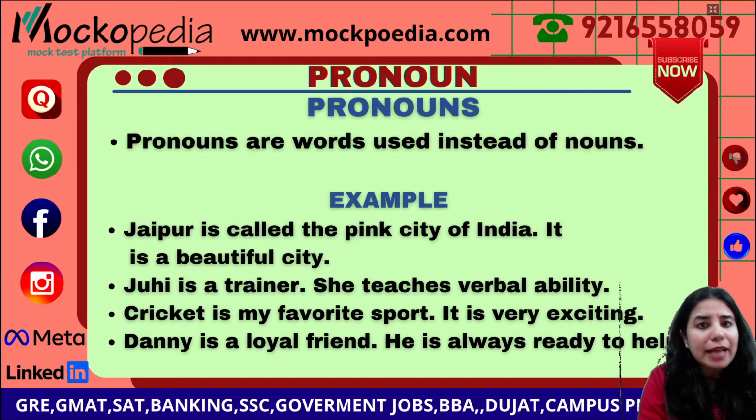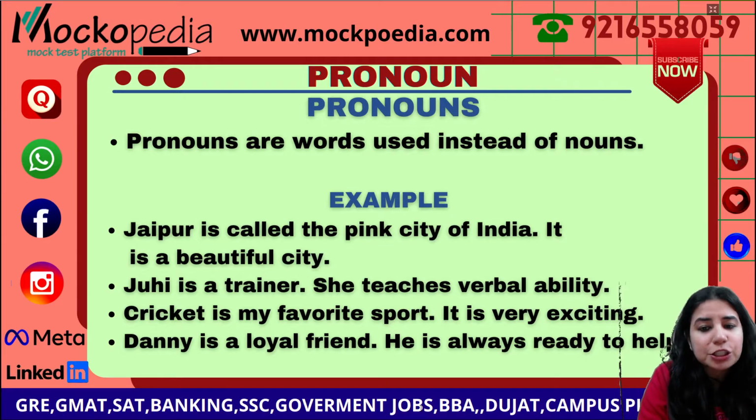Take a look at the first sentence in the examples. Jaipur is called the pink city of India. It is a beautiful city. Jaipur is basically a noun and you're replacing it with "it". So "it" refers to Jaipur, and is a pronoun in this sentence. Take a look at the next one.